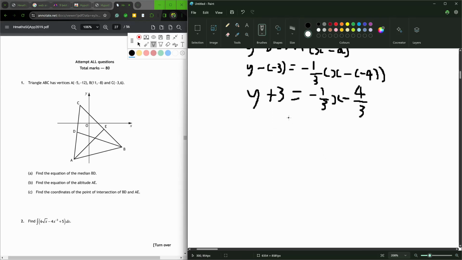Now I really don't like having all these annoying fractions, so I'm going to multiply everything by 3. And then I'm going to take away 9 from both sides, just so we can have y equals something. And -4 minus 9 is -11.